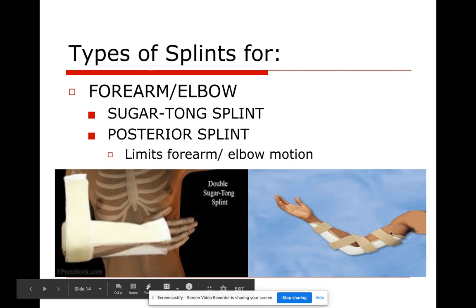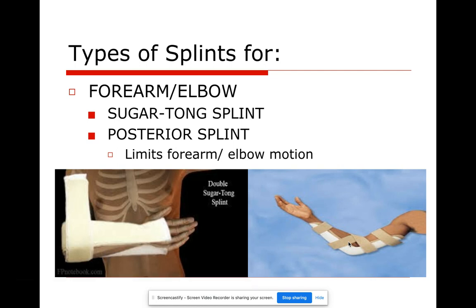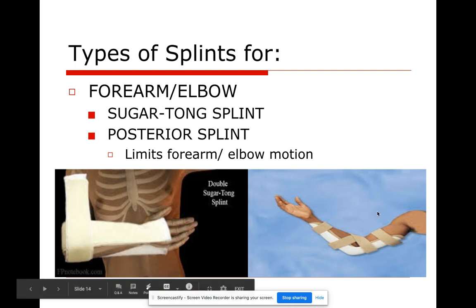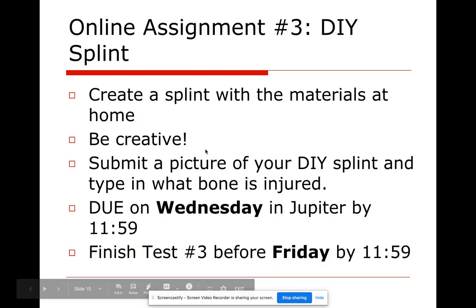Then we have a posterior splint. Posterior meaning it's going on the back. You could even put a posterior splint on the back of the knee. And this is typically going to prevent hyperextension when you straighten out your arm, or even if you put it on the knee when you straighten out your knee. And let's say they have a hyperextension injury, or they fell and they caught themselves with their arm and their elbow straight, that could cause a lot of injuries here in the arm. So that's what we call a posterior splint.